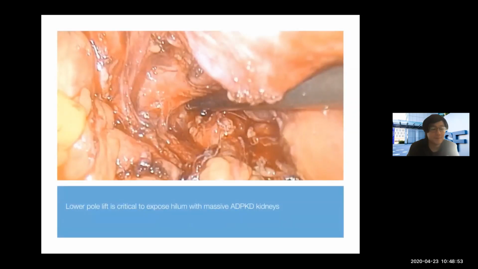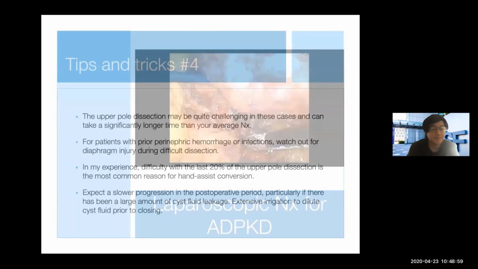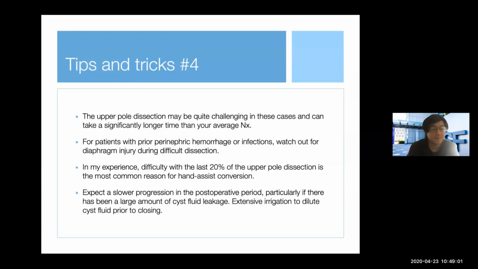Same thing on the left side. Lower pole lift is really just critical, and using the right instruments can help. I'm going to skip over that. One thing I would stress is that the upper pole dissection in these cases can be quite challenging. You know, we think about doing laparoscopic nephrectomies, that last bit of the procedure where you're just sort of cleaning up and taking the upper pole, particularly on the right side, isn't such a big deal. But sometimes it's the hardest part of a polycystic kidney disease case.